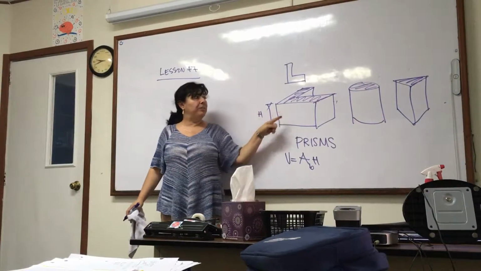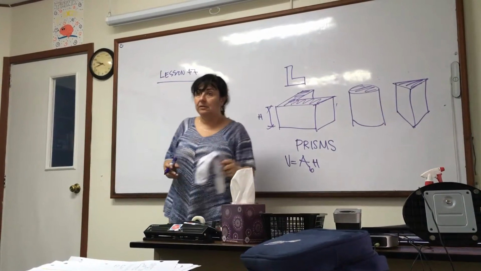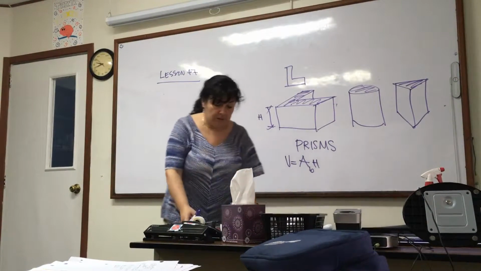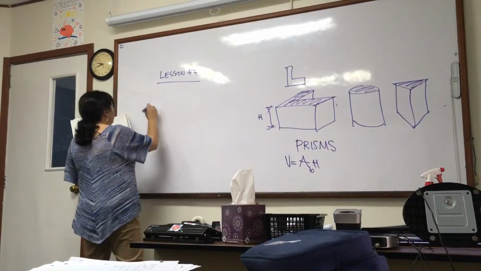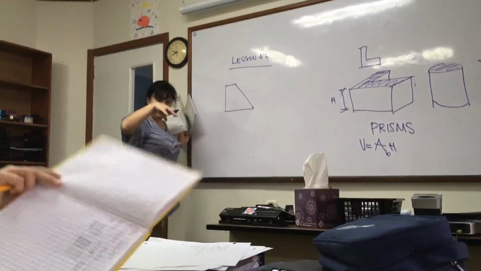Is it clear that with a prism you stack the same shape all the way up? Can you all see that? Okay. So let's say that they tell me that this is the shape I have if I look at it from above.